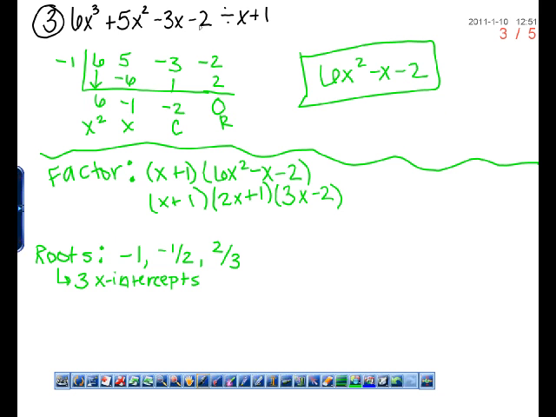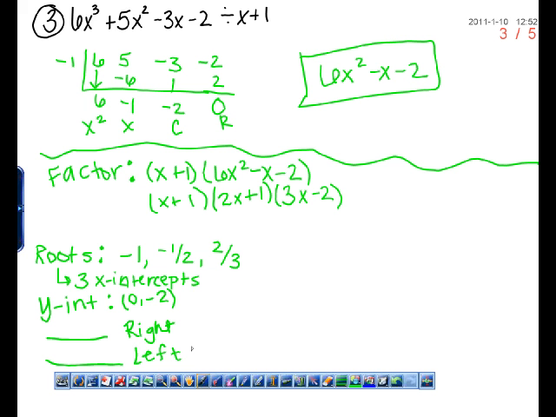6x cubed plus 5x squared minus 3x minus 2. So if I plug in 0, what happens to all of these terms? They cancel, they go away, and all I'm left with is negative 2. So what's my y-intercept? Negative 2. All right, let's talk about our end behavior. Let's talk about what's going to happen to the right and what's going to happen to the left.